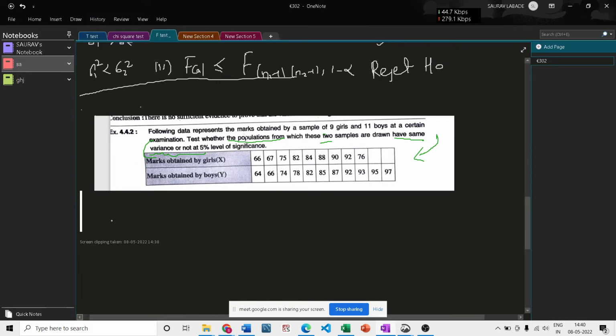So that is the reason our null hypothesis will be sigma 1 square equals sigma 2 square, versus the alternative hypothesis, which will be what?